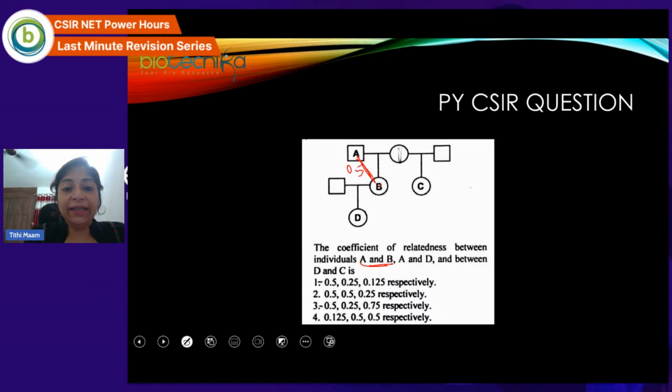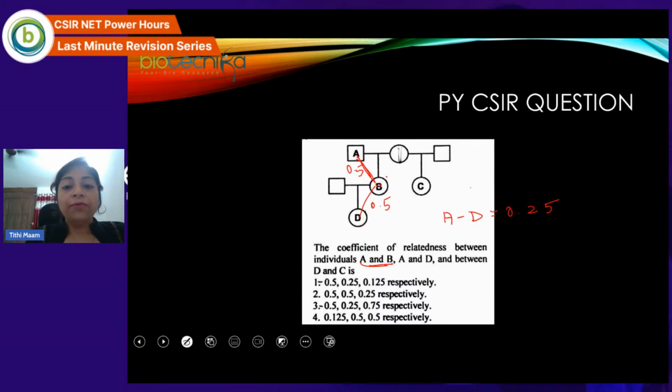A and D. Okay, so to move from A to D, how can you go? You can go from D to B and then B to A, right? So how much will it be? 0.5 multiplied by 0.5. So it will be 0.25. AD will be 0.25.